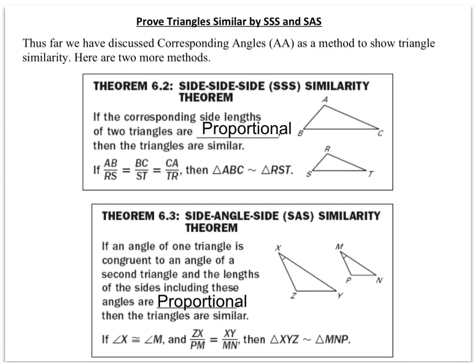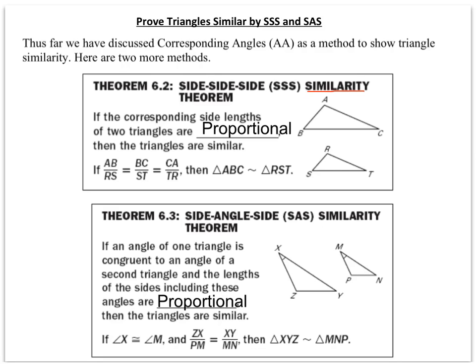In the last section, we looked at the corresponding angle similarity theorem. And this had that, well, if we had two angles that were congruent, then we could say that two triangles were similar. In this section, we're going to look at two more, SSS and SAS, which are very similar, but the thing to remember is that these show similarity. They do not show congruence.